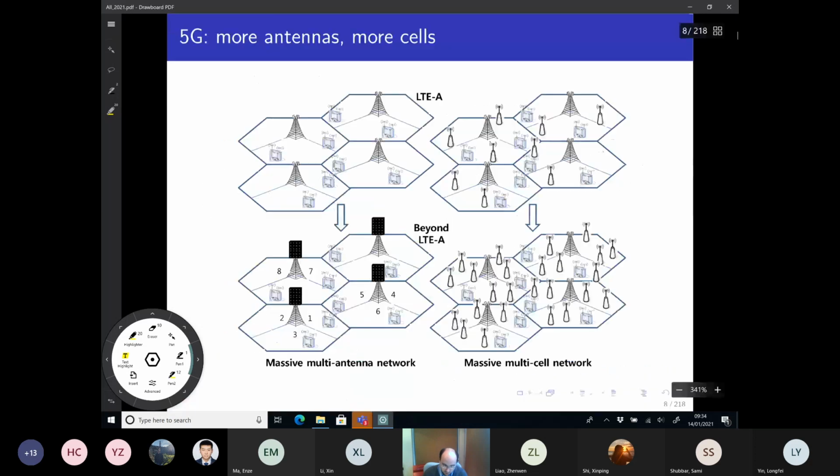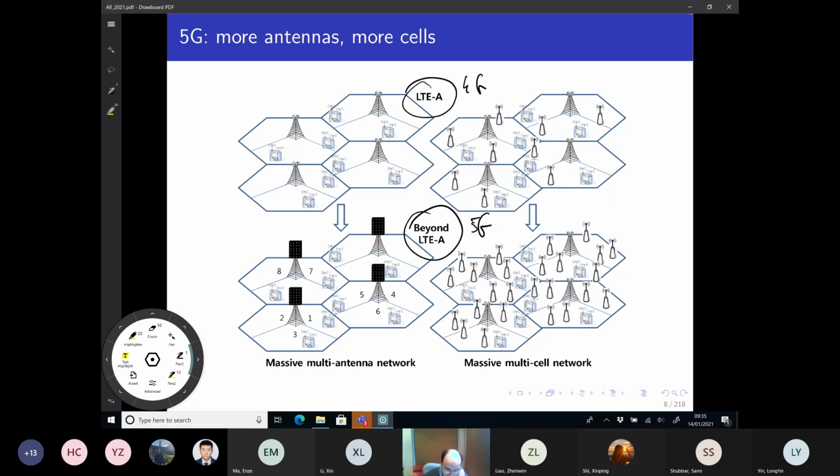Good, so this is just a general introduction. What you have in 5G currently, if you compare to 4G, so this is LTE Advanced, this is 4G. This is beyond 4G, this is, as you can say, 5G. Very naively, you have a density of nodes actually increasing, and you have many more antennas, right? So this is something that really happens.